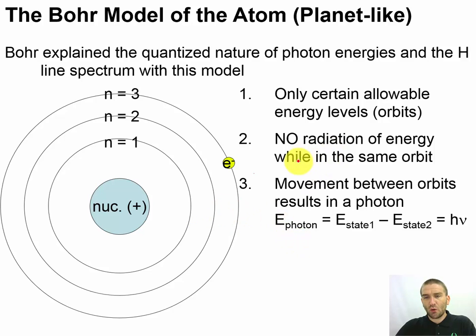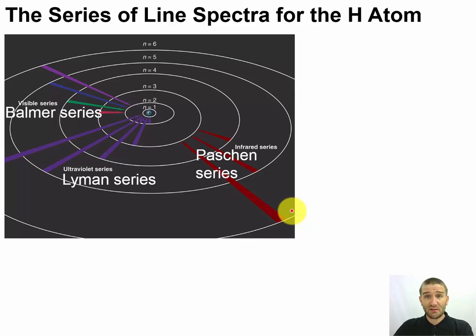Okay, so 3 postulates so far. There's only certain allowable orbits, no change in energy when it stays in the same orbit, and if I change orbits, that's got to be associated with a photon. Now, if I look at the hydrogen atom, and I do everything involving the second level, then I end up having these transitions.